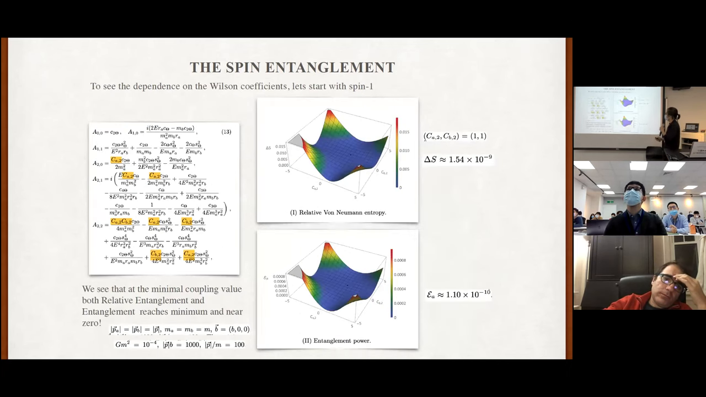This is a plot, for example, that we truncate to spin one. This is the change in entanglement. Once again, the horizontal axes are the Wilson coefficients. Notice that it's definite positive, which of course we expect, because you have an interaction, so your entropy must increase. It's interesting that you have a bottom here, and if you look carefully, you'll find that the bottom is exactly where the Wilson coefficients are one. What's really interesting is that the change in entanglement entropy is near zero. It's 10 to the minus 9 here. These are the kinematic values where we've done this computation.